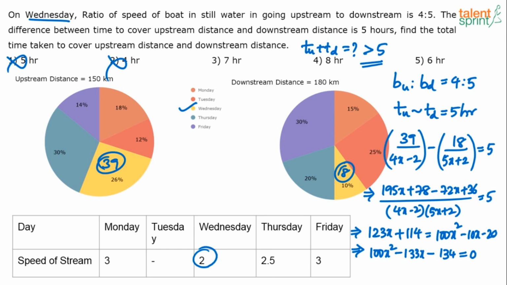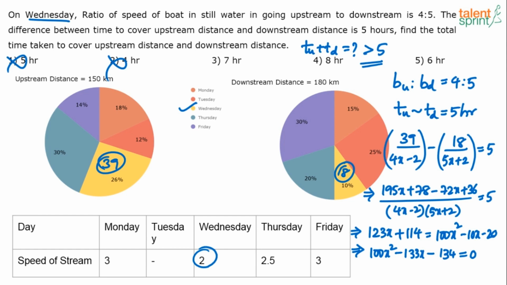One way of avoiding all this complexity is to maybe, first of all, I don't know if the equation looks correct. Just check 100x square minus 133x minus 134. Yeah, it's a clumsy equation. I mean, who will do this in the exam? What can be done? What else can be done?